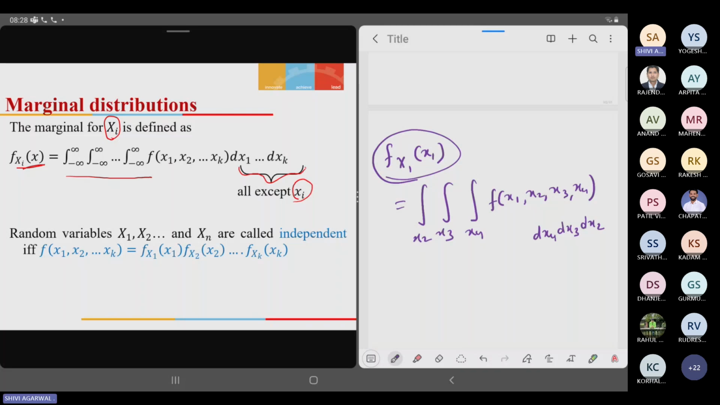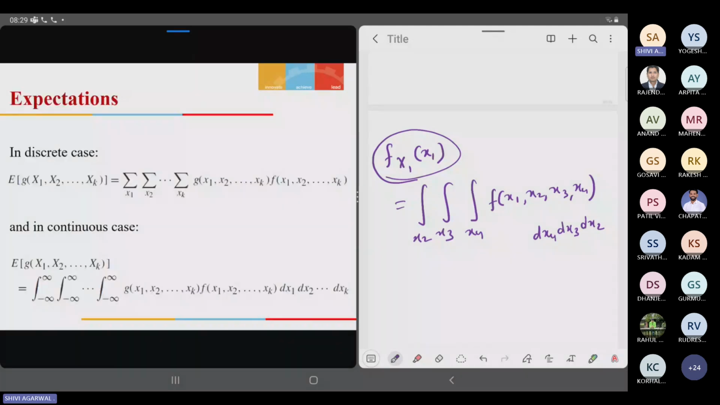Got it? Random variables X1, X2, ..., Xn are called independent if the joint density function is equal to the product of the marginal density functions. It is the same concept, but most of the time in real-life examinations we use just two variables, which is why we specifically did the bivariate case. The same extension can be done for three, four, five dimensions, and so on. Nothing changes from what we have already done earlier.